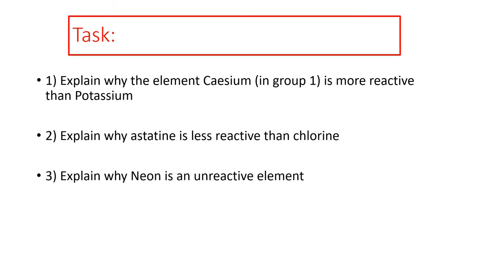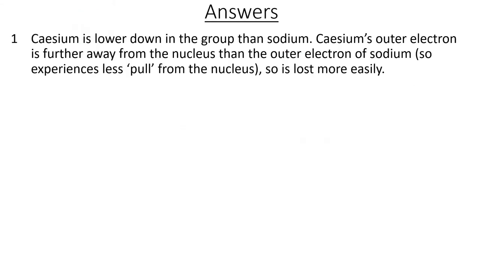So, question 1. Explain why the element cesium in group 1 is more reactive than potassium. So it's because cesium is lower down the group than, well, that should say potassium. Cesium's outer electron is further away from the nucleus than the outer electron of potassium, so it experiences less pull from the nucleus, so it's lost more easily.